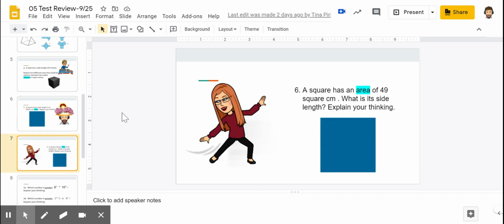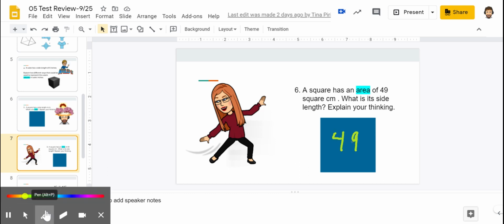All right, now we're given this square, and we're told that the area of the square is 49. So we have 49 square centimeters on the inside of the square. We want to know how long is the side.